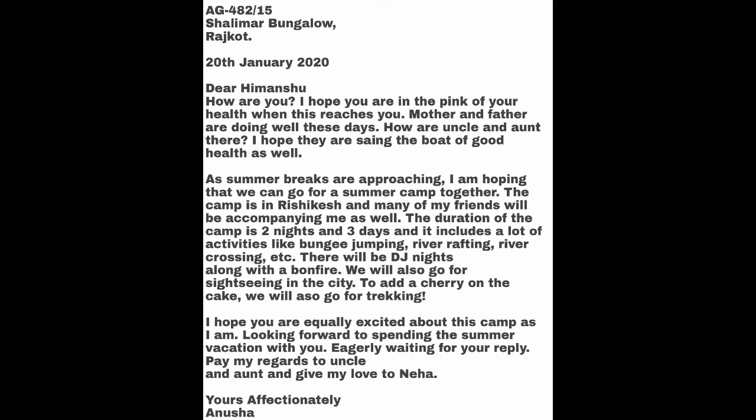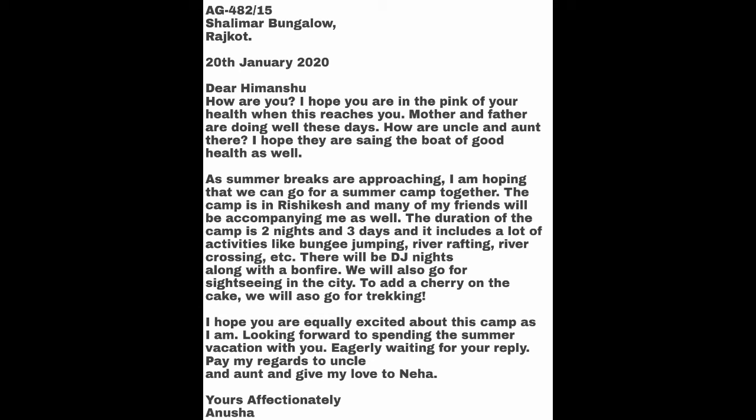So here, the person who is writing the letter, we know we can directly see at the last: yours affectionately, Anusha. So Anusha is writing the letter. She is telling Himanshu that her parents are good, and asking about his, which means she needs to say uncle and aunt. So here we are asking for the health. We are also informing regarding our health that we are good, you also will be good, and we would be asking regarding the health. This will be in the introduction.